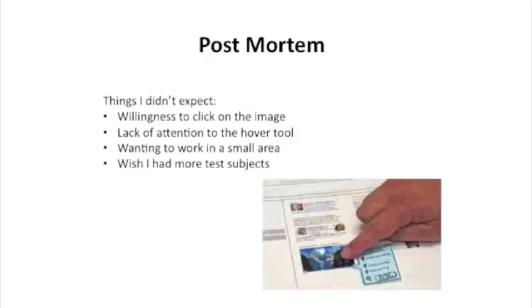After doing the testing, there were a lot of things that I didn't expect. The willingness to click on the image was probably the biggest one. None of them tried to click on the title, on this yellow title of the graphic. And the image itself didn't really have a tooltip over it to say that it was a link, but people really wanted to click on it. I was also surprised that the hover tool didn't really get a lot of attention. People were really into the picture of the map.